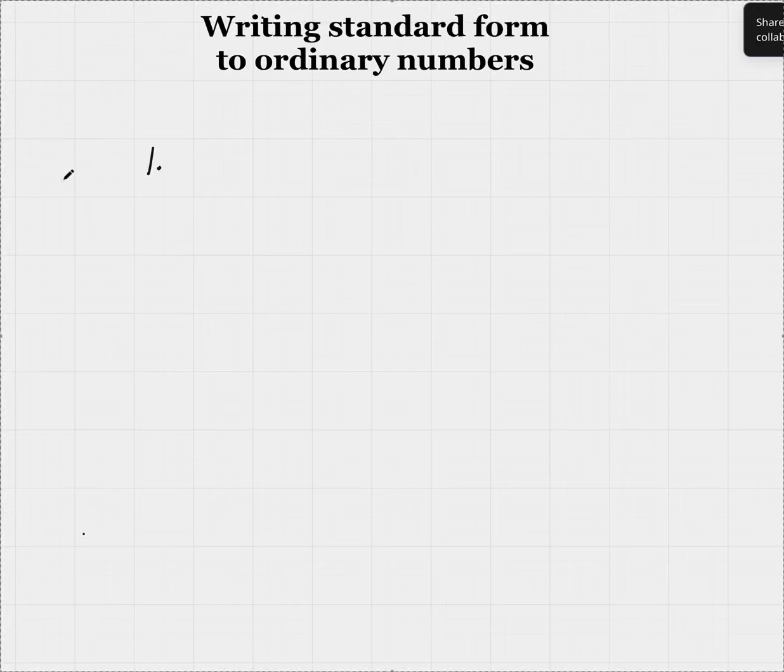Writing standard form to ordinary numbers. Let's have a look at the first question. If we have a question already given in standard form, how can we write that in the original or the ordinary number? So the first question, 3.4 times 10 raised to the power 5.